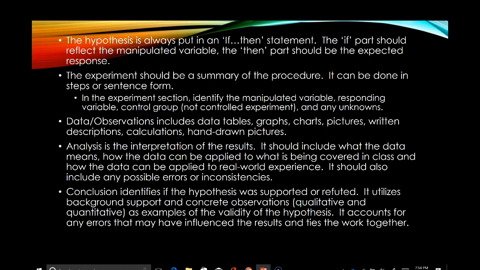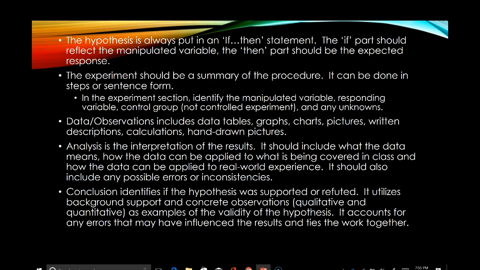When you're done that, skip a space, and then you're going to put the next heading, data/observations. Again, you want this to be in all caps, and you want it to be bold. And this is going to include any of your data tables, your graphs, your charts, pictures that you've either taken or hand-drawn, written descriptions, calculations. It should be both qualitative and quantitative data when available. Most of the time it's going to be qualitative, but when quantitative is available, you need to include that quantitative.